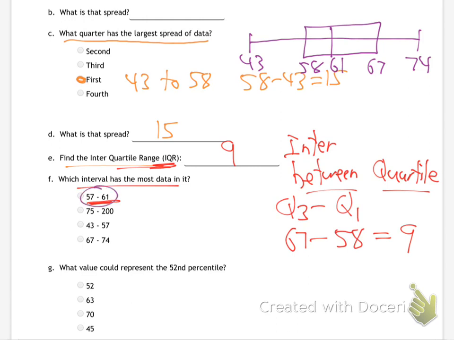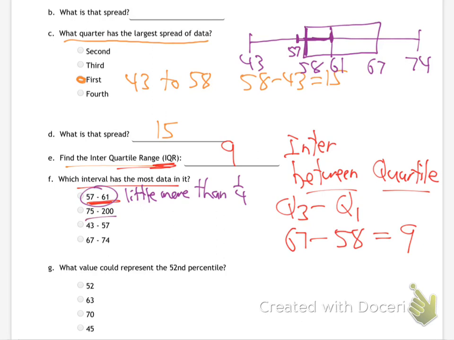So 57 to 61. Where's that? I don't even see 57. That would be from here to there, right? That's a little more than a quarter, right? Sorry, can you read my writing? That's a little more than a quarter, isn't it? Everybody see how I'm coming up with that? 57 is less than 58, right? The edge of the box here is 58. So 57 would be about right there. Up to 61. That's a little more than the second quarter.